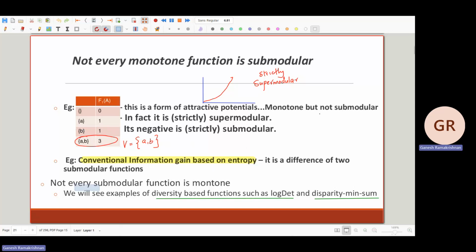As I said, there are other diversity-based functions such as log determinant and disparity mean sum, which are not monotone though they are submodular. The other way. Okay. Not every monotone function is submodular and not every submodular function is monotone.